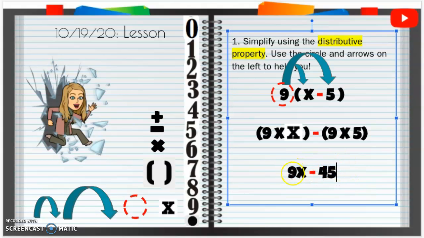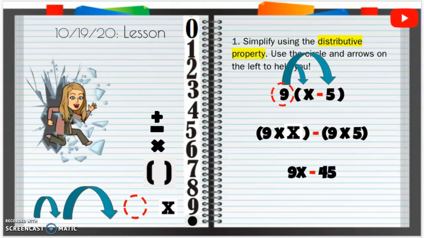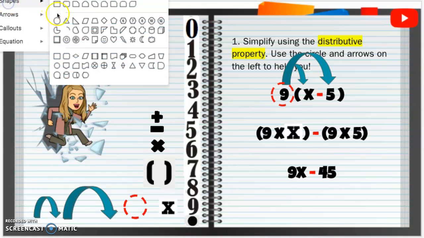Can I simplify this anymore? No, because when we are looking at this, you cannot simplify this anymore. You cannot subtract 9 times x minus 45 because we don't know what x is yet. And that's okay to not know. So this is actually going to be our answer. I'm going to circle it because that's all you have to do.